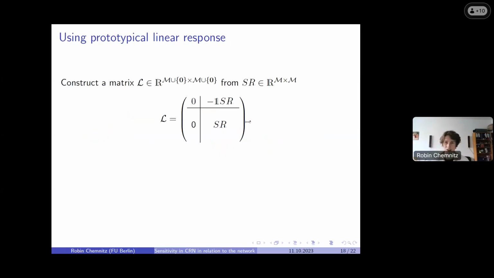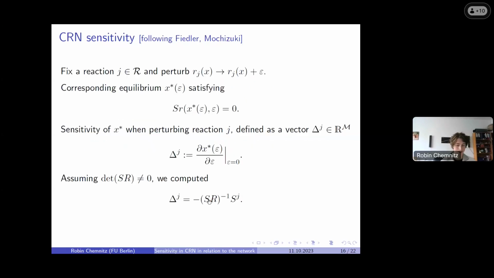We can start doing some tricks. We've seen here that this matrix SR is at the core of this sensitivity. We have this equation which determines the sensitivity of the chemical reaction network. So all we need to do is find a generalized Laplacian, a prototypical linear response, which inhibits exactly this as its own response, and then we're done because we have a formula for that.